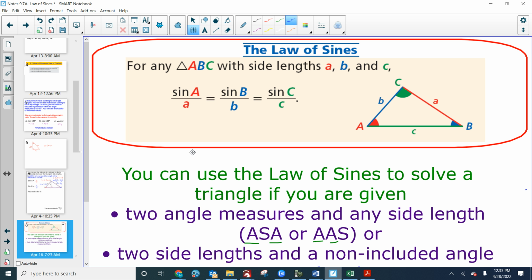So, I think we need to all be on the same page here. We're going to use the law of sines for non-right triangles. But what kind of non-right triangles? Well, when you're given ASA or AAS. You guys remember what that means?